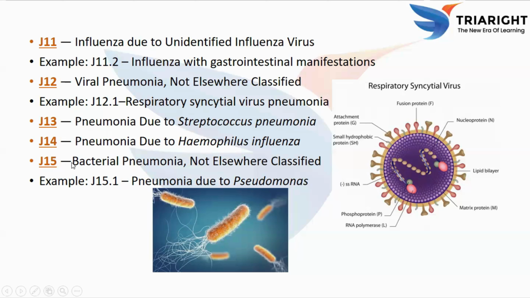So J15, it's bacterial pneumonia not elsewhere classified. This is used when pneumonia is caused by other types of bacteria. For example, J15.1 is used for pneumonia due to Pseudomonas, and this is more common in hospital acquired infections. This image shows the Pseudomonas bacteria, which is a rod-shaped germ that can cause severe lung infection, especially in weak or hospitalized patients. You can see this Pseudomonas infection.